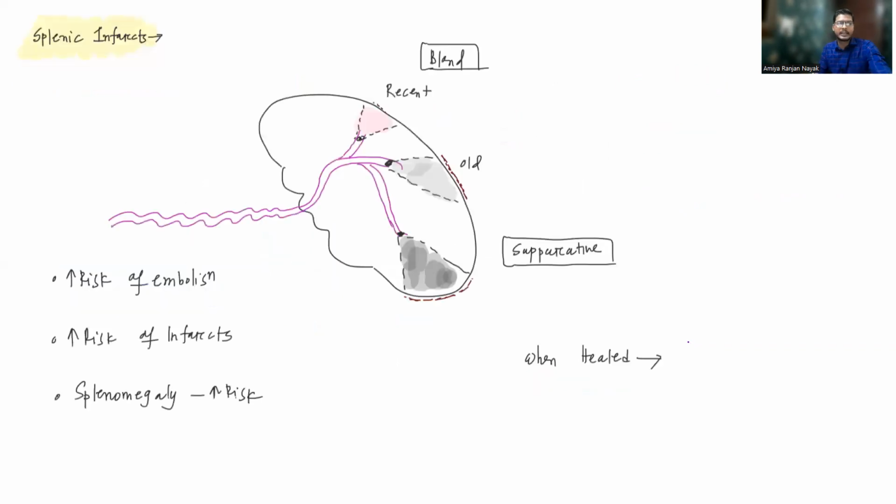Coming to the next condition, that is splenic infarcts. Splenic infarcts happen because of arterial occlusions. The spleen is an organ which is at increased risk of embolization. Along with brain and kidney, spleen is at increased risk of embolizations, especially from the heart. Especially this embolization happens from the heart.